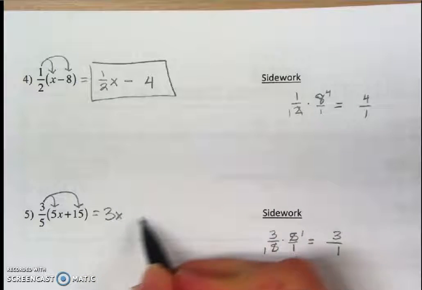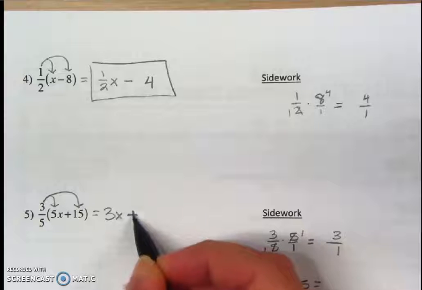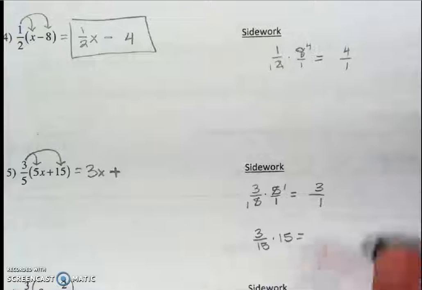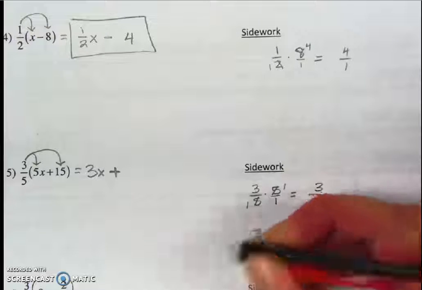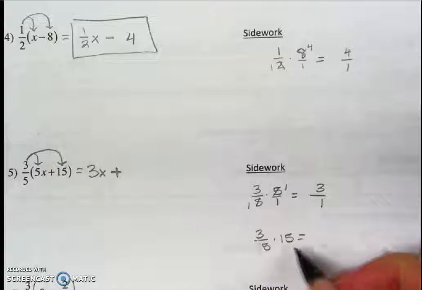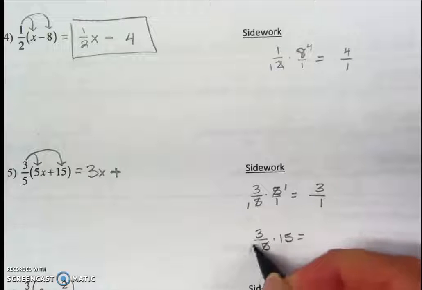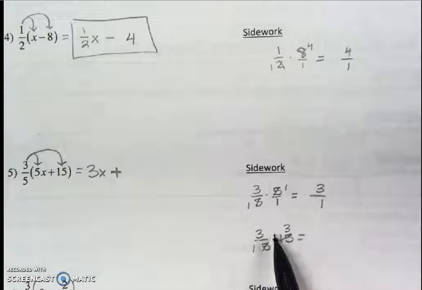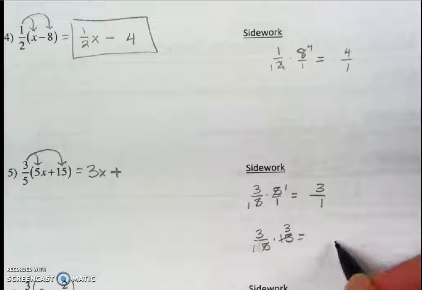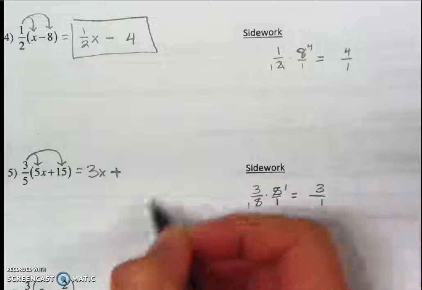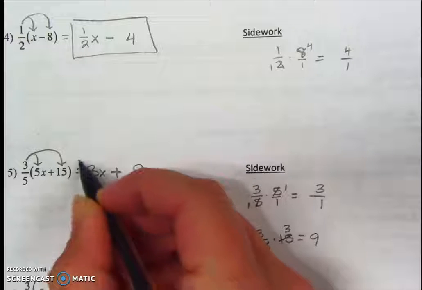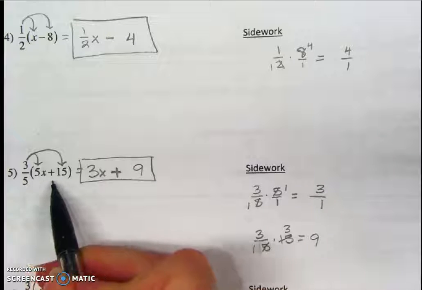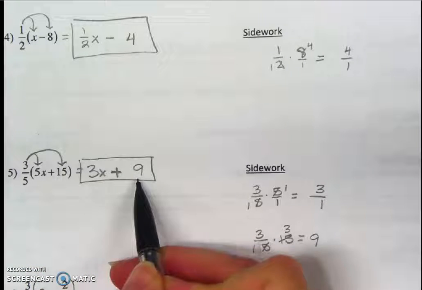3/5 times positive 15, I know is going to be positive, so I'll write the symbol. And then down here, 3/5 times 15. I know 5 goes into 5 once, 5 goes into 15 3 times, and so I'm really left with 3 times 3, which is 9. And so I'm going to write that as a 9. So there's our answer. 3/5 of 5x plus 15 is going to give us 3x plus 9.